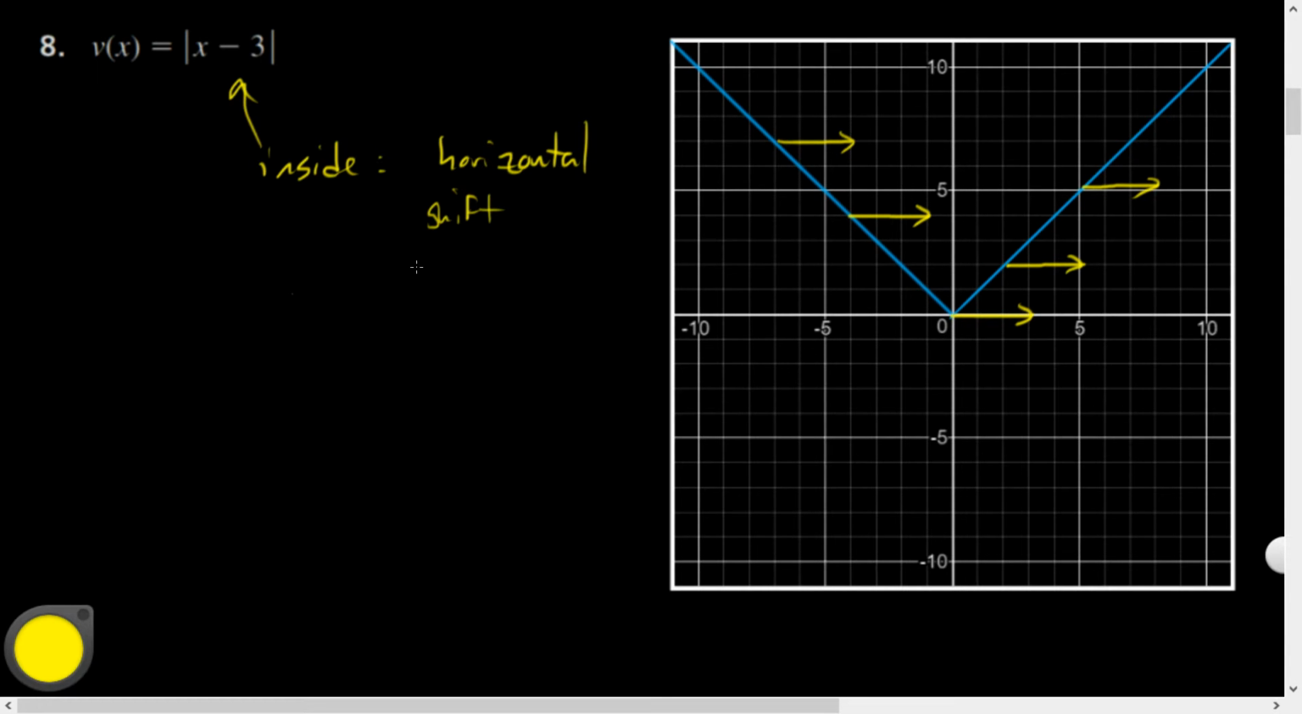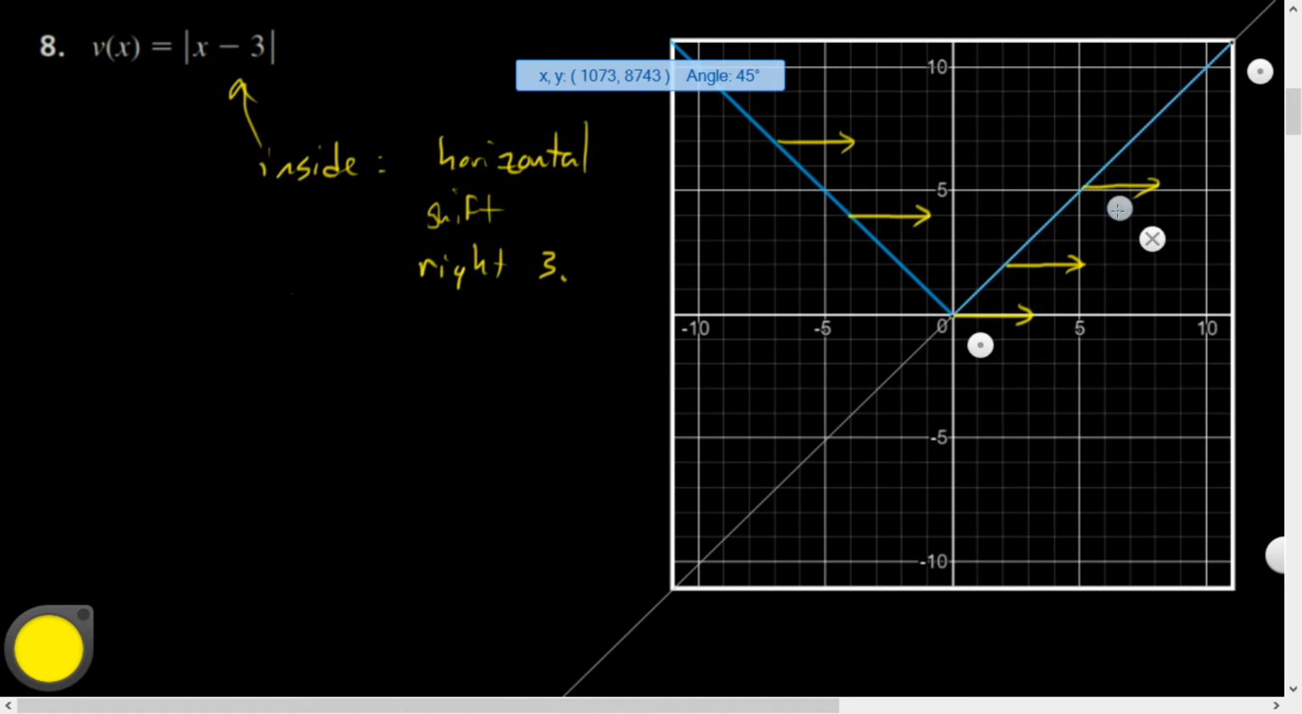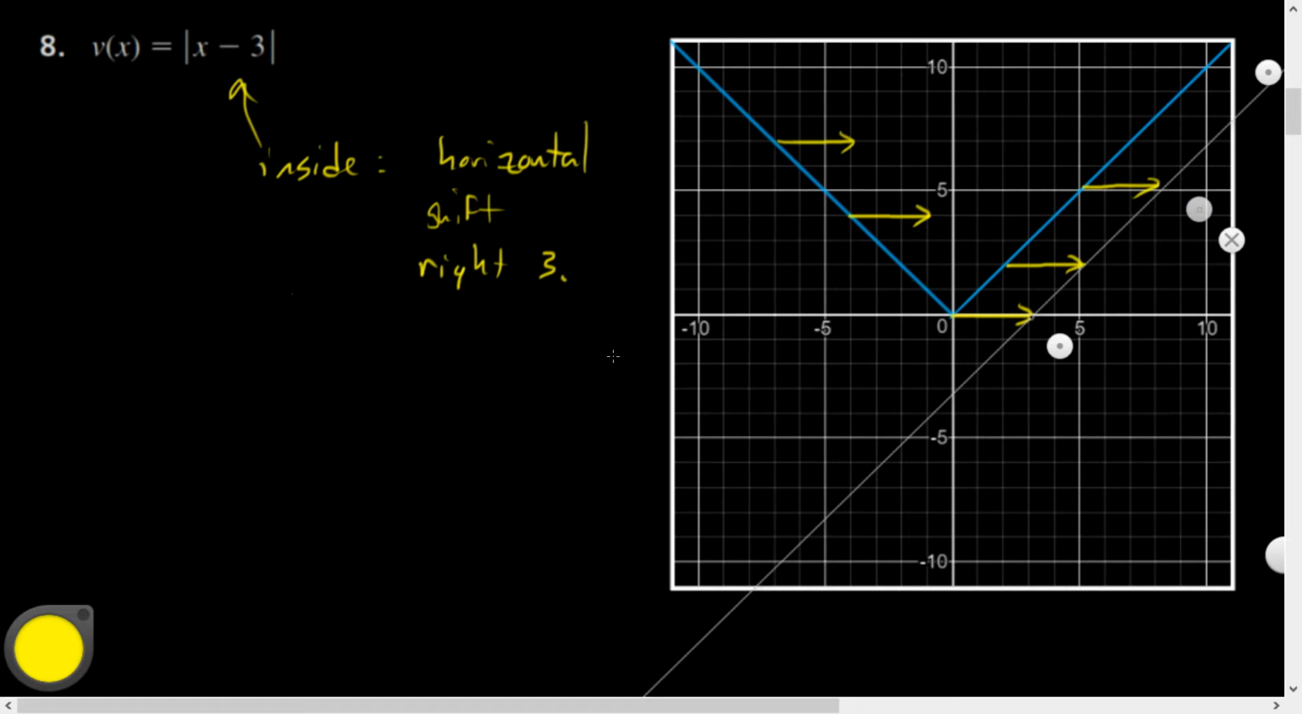So it's a horizontal shift right 3. And so let's connect the dots. And the vertex got shifted over to the right.